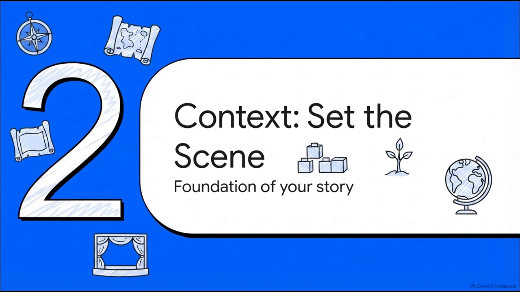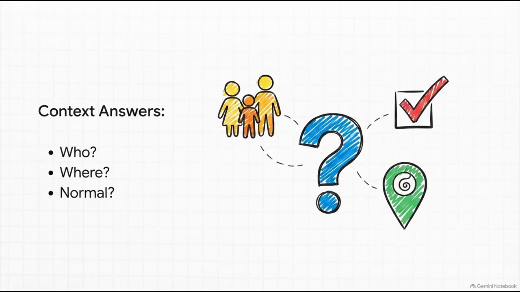Section 2, context, setting the scene, the foundation of your story. Context does a very specific job by answering just 3 foundational questions for your audience. Who is in the story? Where does it happen? And what was normal before anything changed? That's it. Your listener really doesn't need more than that.